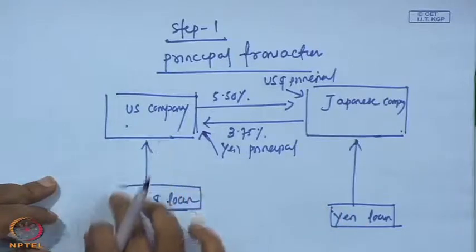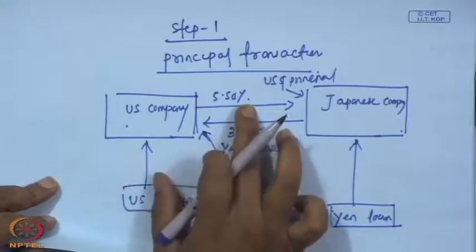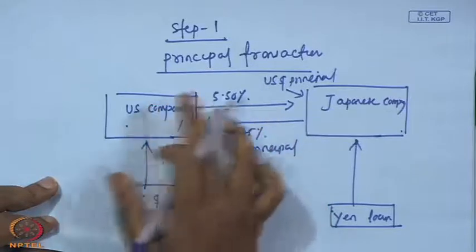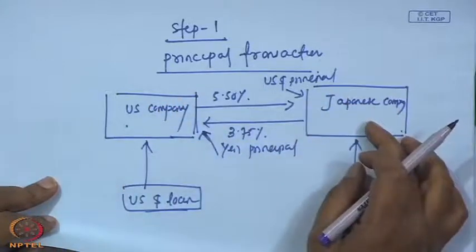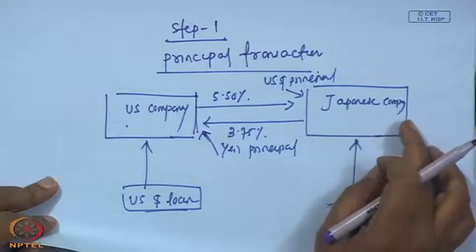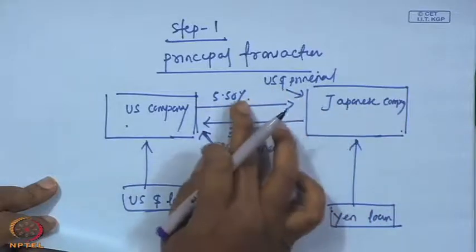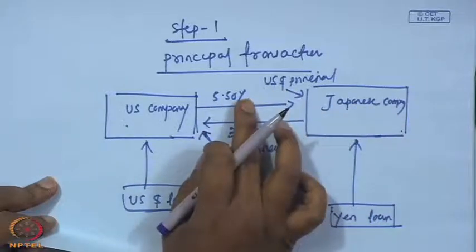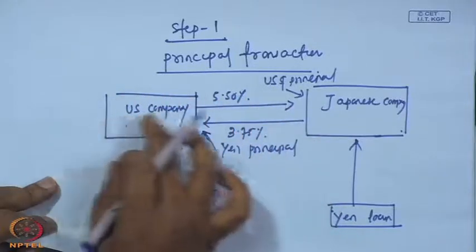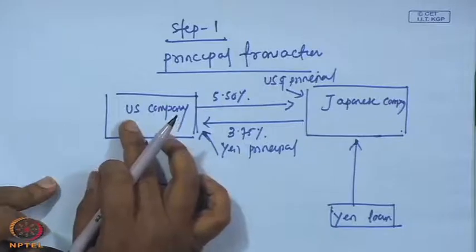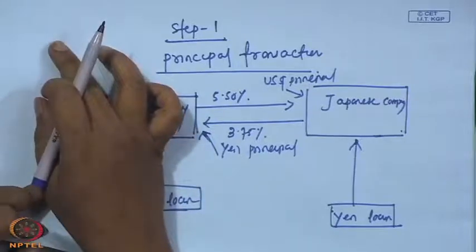The US company raised the US dollar at 5.5%, and the dollar is going to the Japanese company. Hence the Japanese company will pay the periodic interest of 5.5%, the US dollar denominated interest rate, to the US company, who pays it to those who have financed the loan.